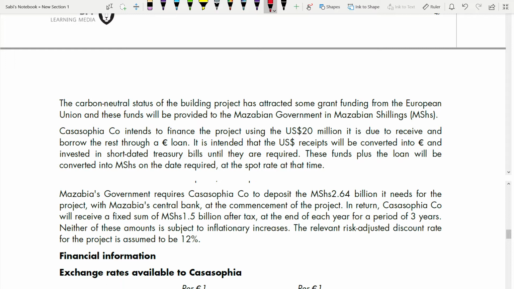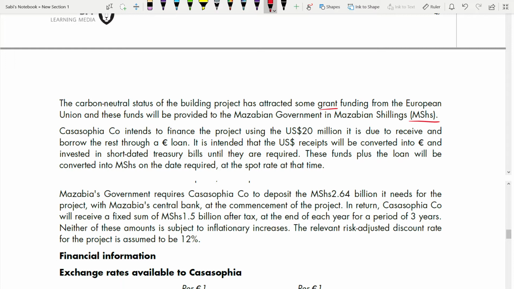So in this question it is not just one to one, there are one to many. There are three currencies involved here: one is euro, one is US dollar, one is Mezabian shillings, MSH. So this is where the complexity comes in, with the grant.